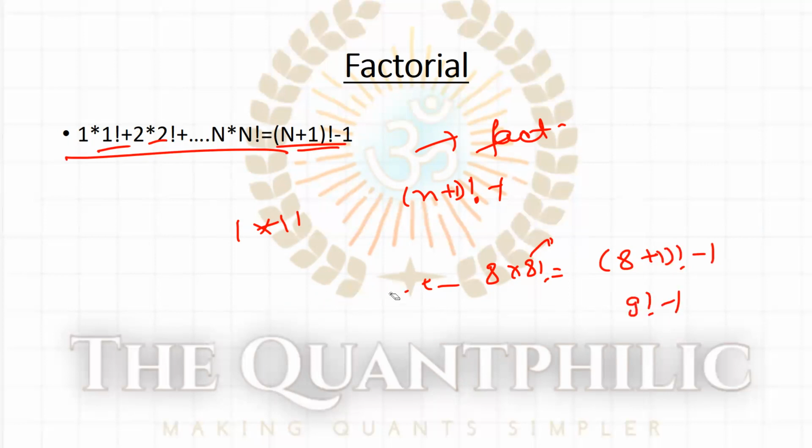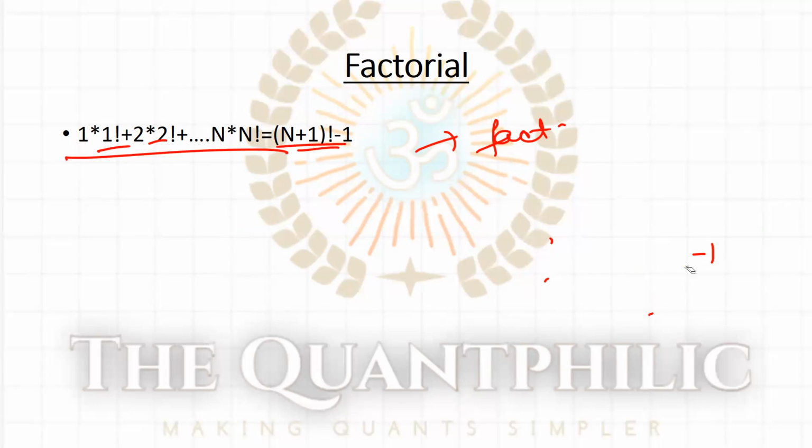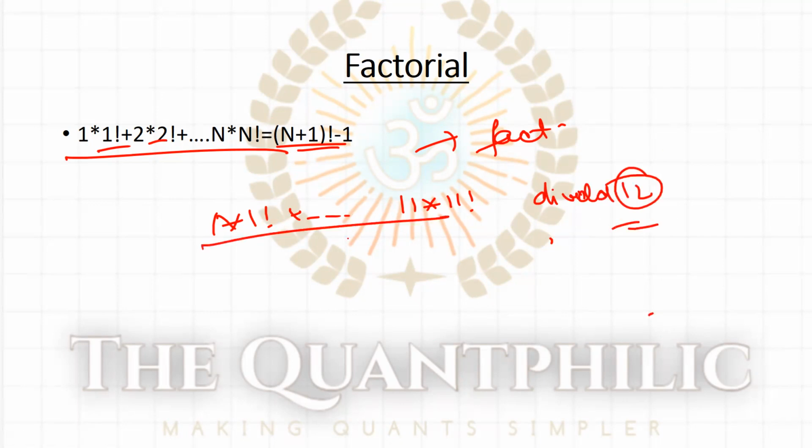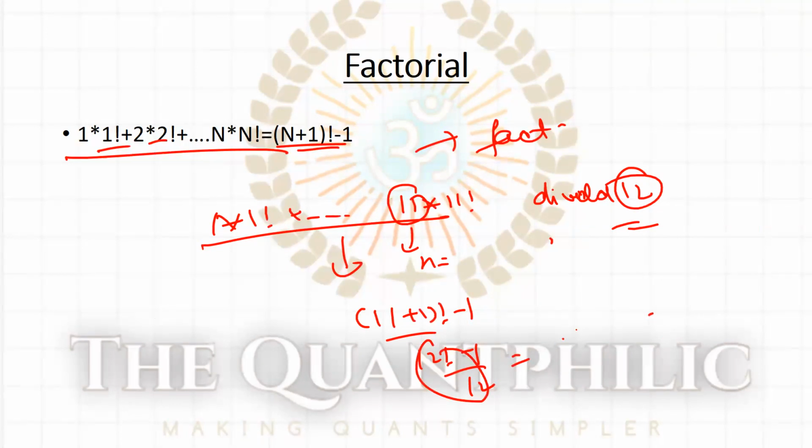Okay, now I'm telling you what question it can be actually. So the question can be like this: 1 into 1 factorial plus 2 into 2 factorial dot dot dot 11 into 11 factorial is divided by 12. What is the remainder? Just apply this formula. It is going on till 11, so n is 11. So this will be 11 plus 1 factorial minus 1, so 12 factorial minus 1. Now divided by 12, this will give 0 and this will give minus 1. So minus 1 means 11 is the answer.